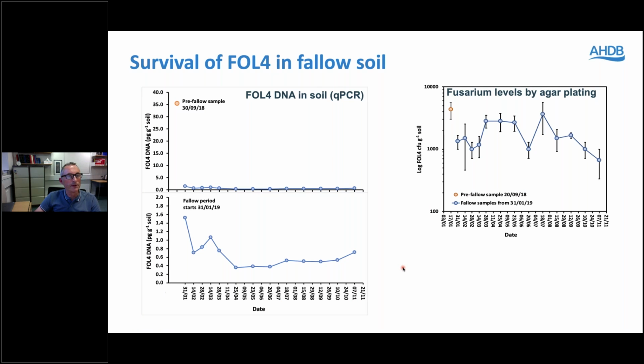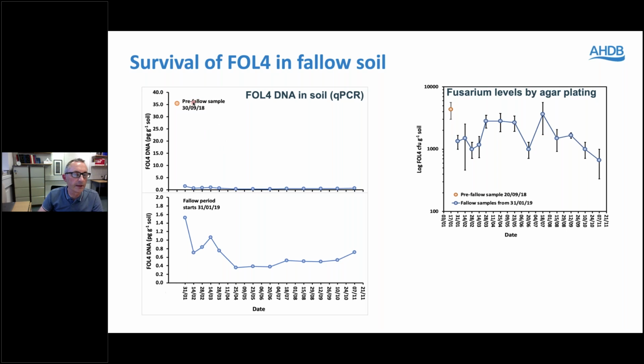As I said, one of the other questions growers have is, what happens if I leave my soil fallow for a while? Will this effectively reduce inoculum of FOL4? So we did some tests. We inoculated a polytunnel soil here at Wellesbourne, and we grew some lettuce, and then we took what we're calling a pre-fallow sample. This was back in 2018. This is a highly infected crop, and we ran our qPCR test, and you can see this has high amounts of pathogen DNA.